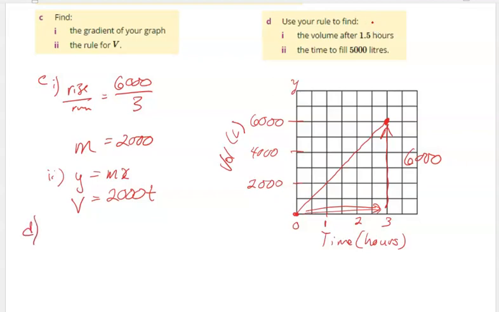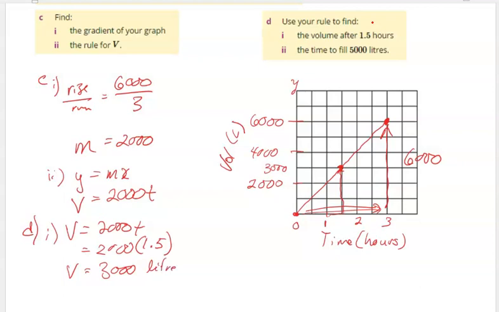So now we have part D. Use your rule to find the volume after 1.5 hours. You might be able to just go along our graph and find it here. I think it's going to be 3,000 from just looking at it. But we're told to use the rule, so let's use the rule. The rule is volume equals 2,000 times time. So that's 2,000 times 1.5 hours, and 1.5 times 2,000 is indeed 3,000. So the volume after 1.5 hours would be 3,000 liters.